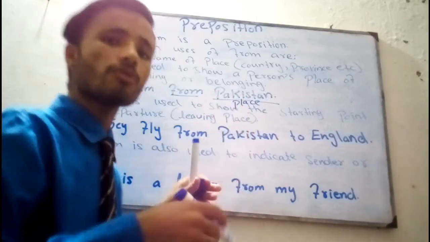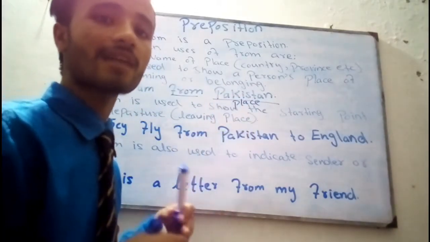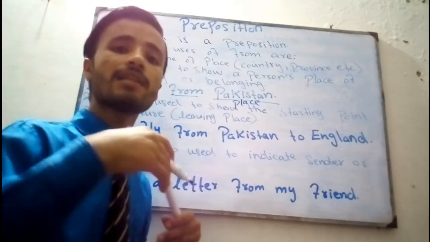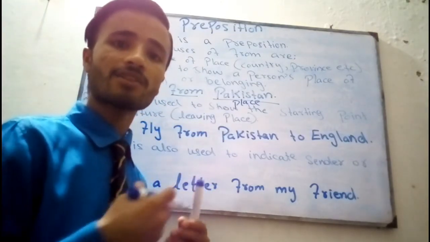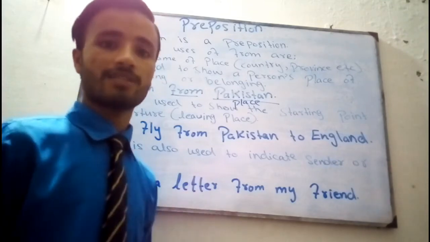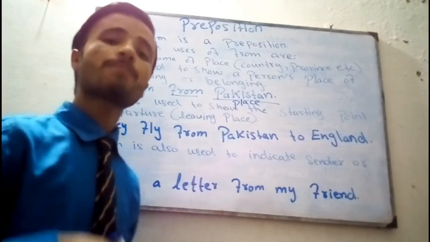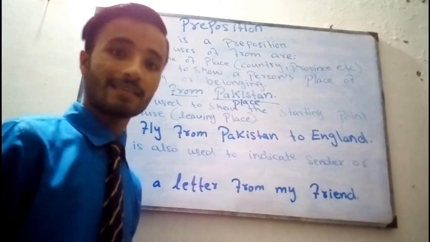Now it indicates something. See, I am from Pakistan. It indicates my living place. It means that I live in Pakistan. It shows I live in Pakistan, or I belong to Pakistan. Is this clear? See the example.